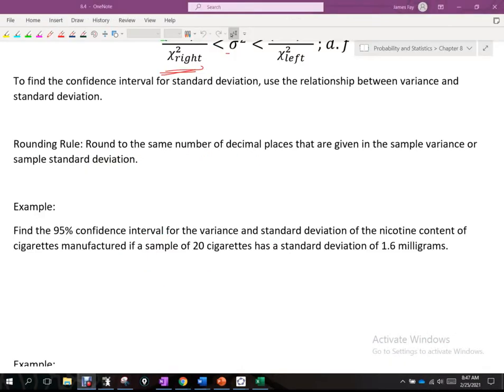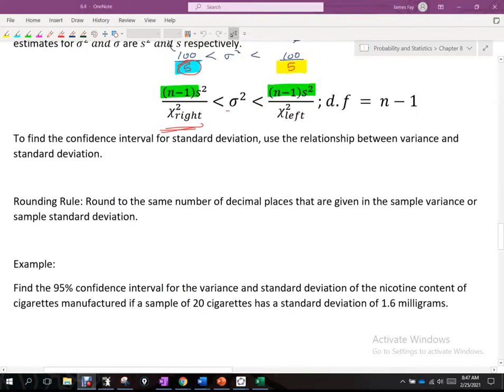So that's exactly what this is. So this is the confidence interval here. Sigma is identified all the time as standard deviation, right? So if we square standard deviation, that gives us our variance. So that's the relationship between the two. So this formula is the confidence interval for variance.